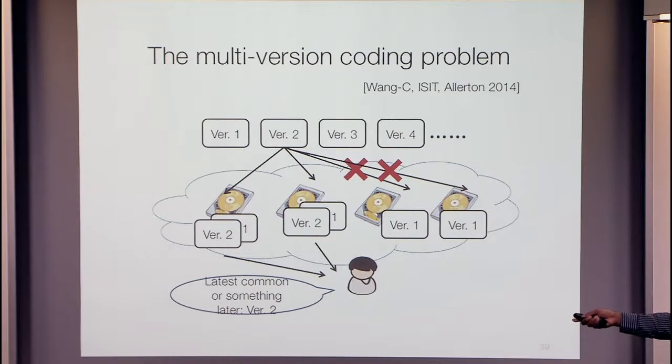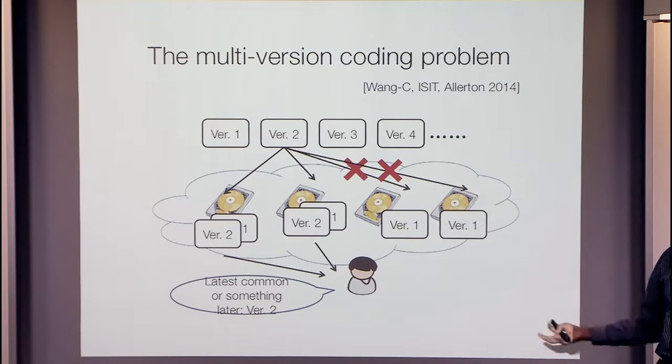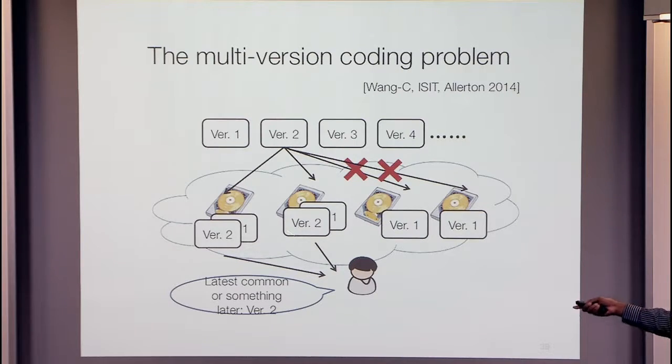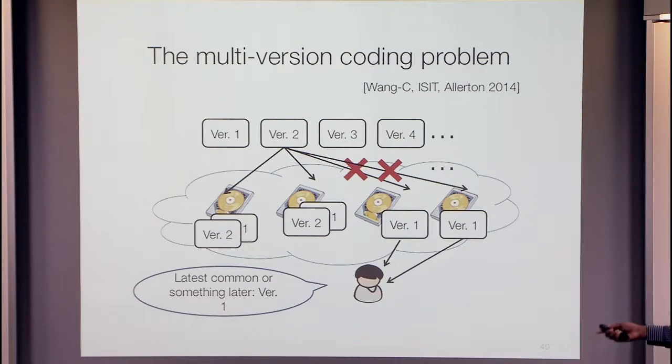A decoder should access some specified number of servers, and the rule of the game is that it should decode the latest common version or something later. So a decoder can meet these two and return version 2. A decoder that accesses these two can return version 1. That is thought of as fair. A decoder that connects these two should return version 1 or version 2. So that's the goal of the coding problem. Each server stores a function of the versions it has heard from.